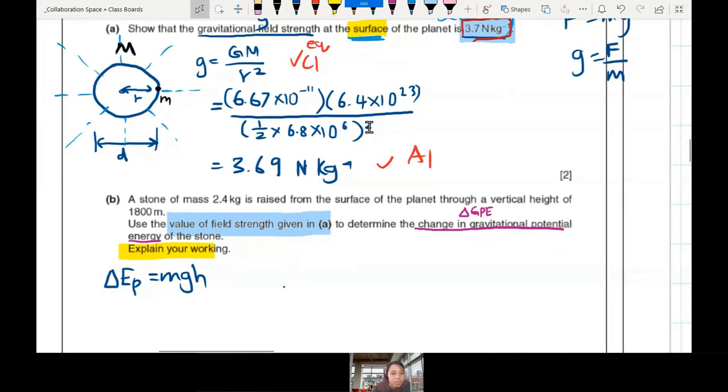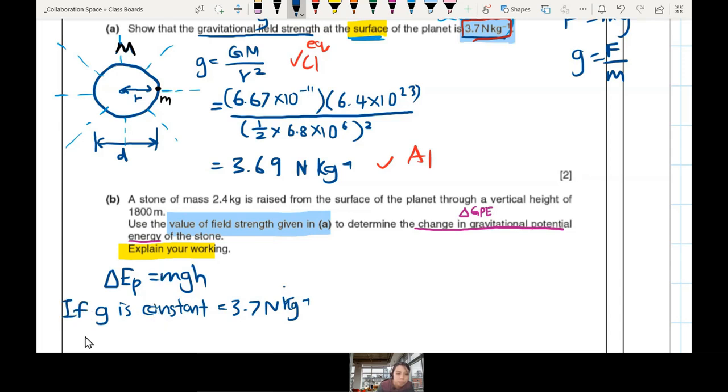What are the conditions? If you want to use mgh, number one, your g is constant, or roughly constant. It is a constant 3.7 Newton per kg. So good guess if you thought maybe we should use mgh. g is constant, number one. So I write here, if g is constant, and your change in height is much less than the radius of the planet. These two are the conditions. So 1800 is like barely moving up a bit.